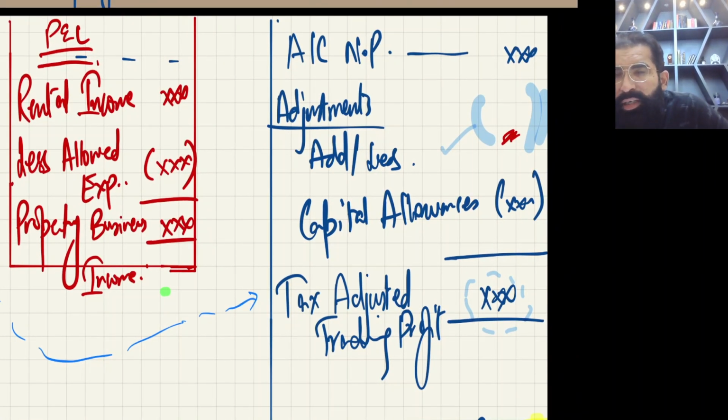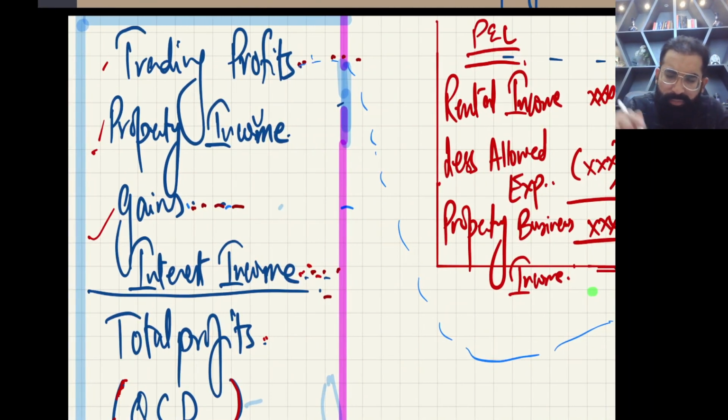Hope you remember the whole journey which I taught you when I was teaching you trading income. This journey starts from accounting net profit to tax adjusted trading profit. There are a lot of adjustments like add back, less, allowed, not allowed, capital allowances. Hope you remember. So finally you came to pre-tax adjusted trading profit. This is the whole journey, and this final answer will be posted here in the first line. So the first thing to be calculated is trading income.